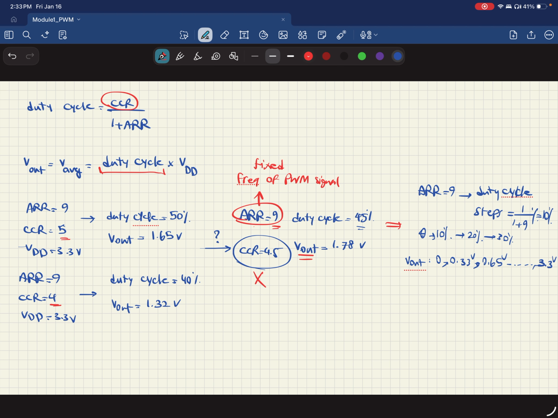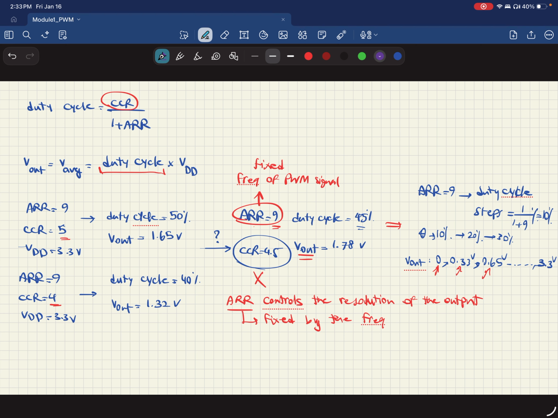So if we want a finer level of analog voltage, as we said, because that's important, that gives us the smooth change that we want, we need to change ARR. So ARR controls the resolution of the output. But ARR, we said it's fixed by the frequency.